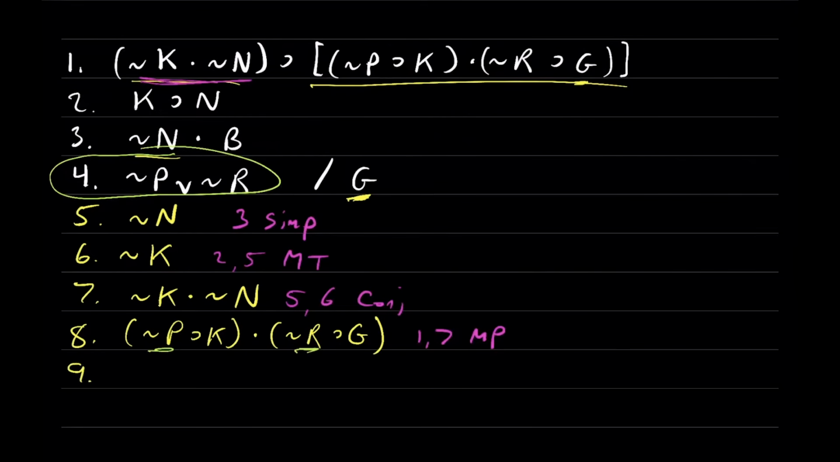So if one of those two antecedents has to be true, not P or not R, we know that one of the two consequents, K or G, would have to be true, which I'm going to write on its own line, K or G. And that's going to follow now from line 4 and line 8 by constructive dilemma, CD.